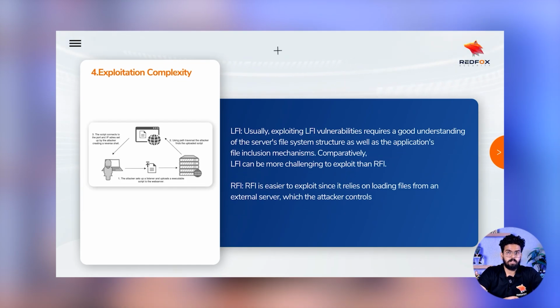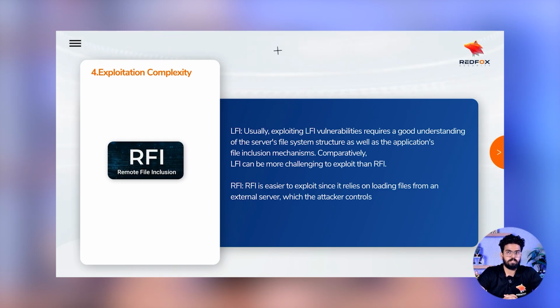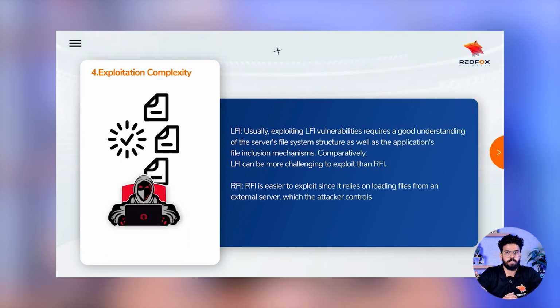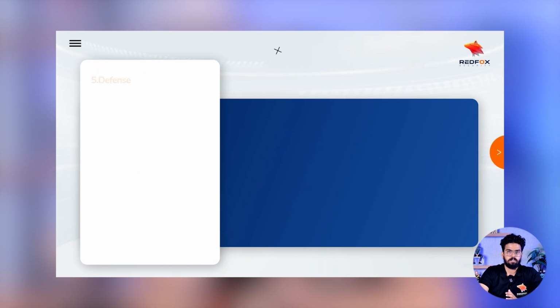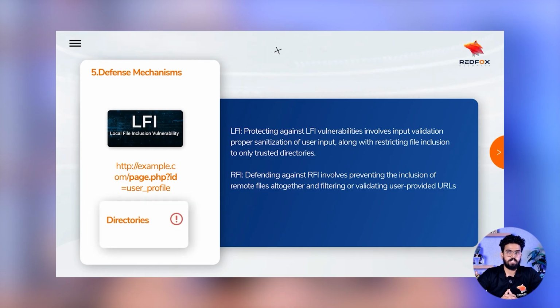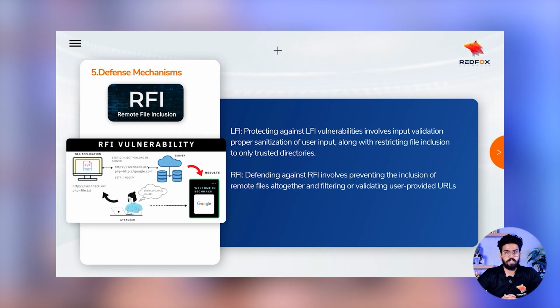Now, exploitation complexity. Exploiting LFI vulnerabilities usually requires a good understanding of the server's file system structure as well as the application's file inclusion mechanisms. Comparatively, LFI can be more challenging to exploit than RFI. RFI is easier to exploit since it relies on loading files from an external server, which the attacker controls. Defense mechanisms. Protecting against LFI vulnerabilities involves input validation, proper sanitization of user input, along with restricting file inclusion to only trusted directories. Defending against RFI involves preventing the inclusion of remote files altogether and filtering or validating user-provided URLs.